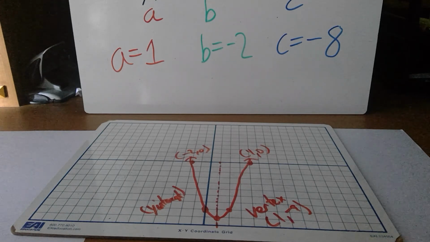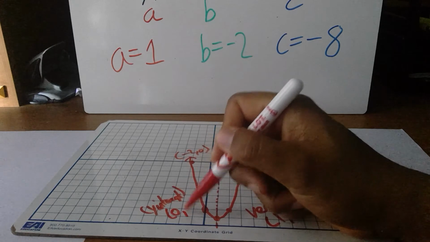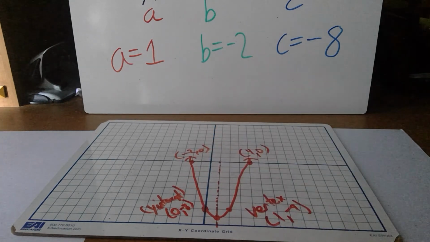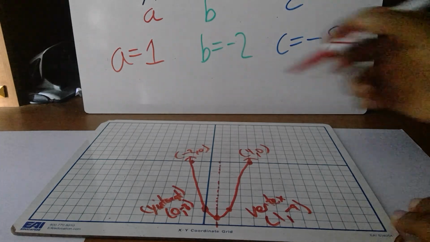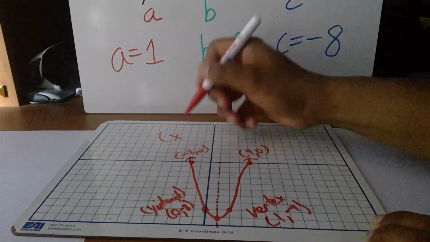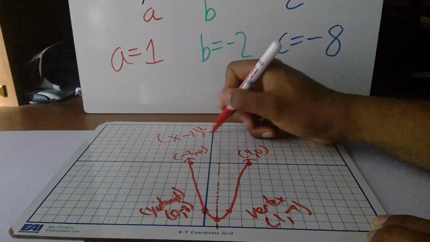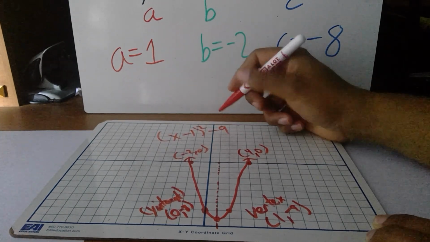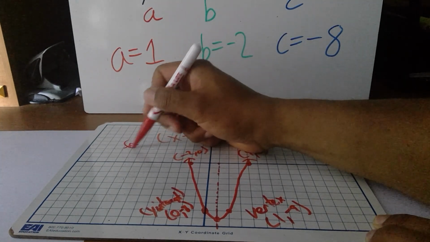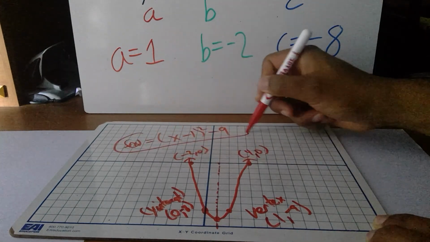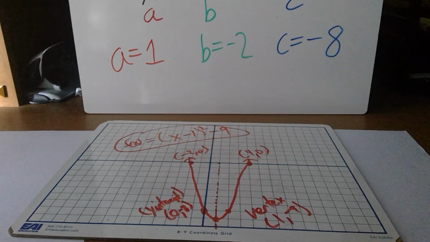The y-intercept is located at 0, -8. And we have roots at -2, 0, and 4, 0. And we have vertex form. My vertex form was x minus 1 squared minus 9. That is vertex form.